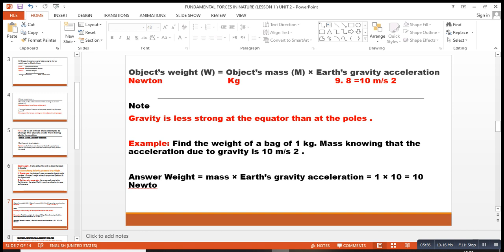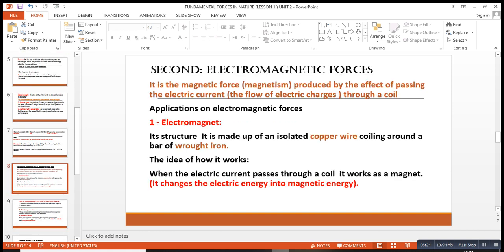Okay, number 2, electromagnetic force. It's a magnetic force, or magnetism, produced by passing an electric current through a coil. Of course, this coil is made of copper wire. What are the applications of magnetic or electromagnetic forces? Number 1, electromagnet. What is this electromagnet? It's made up of an insulated copper wire coiled around a small bar of wrought iron, as we see in our homes.